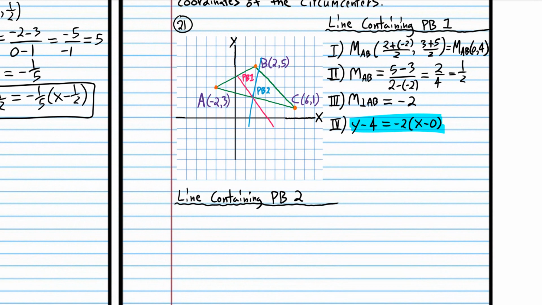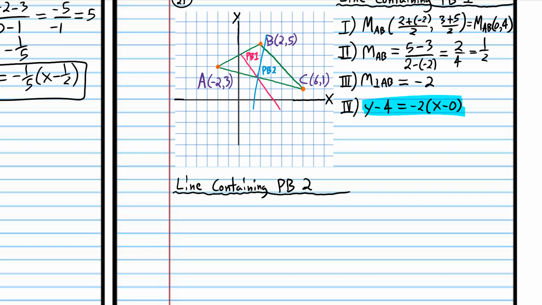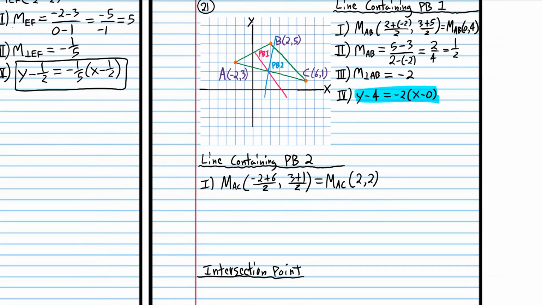So now we're going to find the equation of the line that contains perpendicular bisector 2. So step 1, we're going to find the midpoint. We need the midpoint of AC. So -2 plus 6 over 2, and 3 plus 1 over 2. And that equals 2 and 2. So now we have the midpoint.